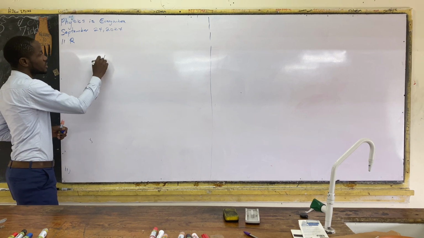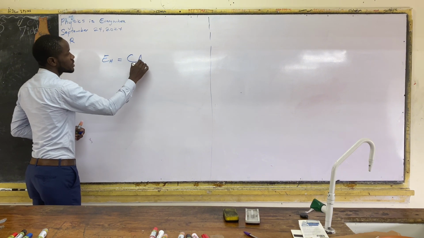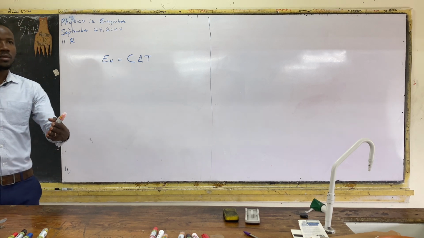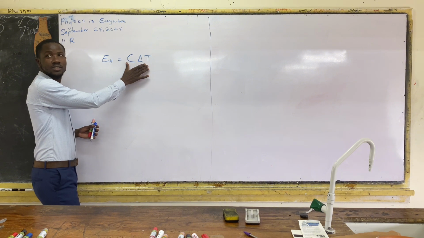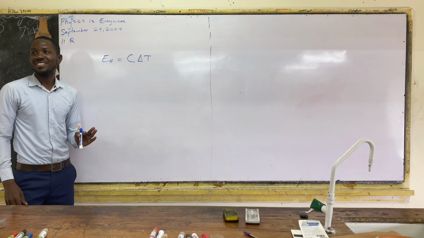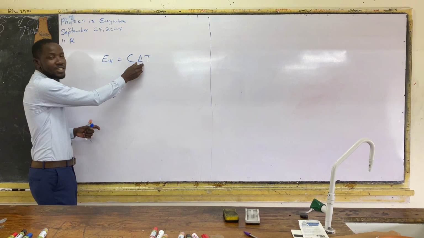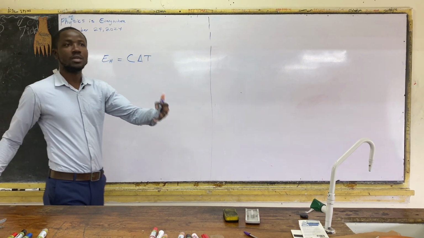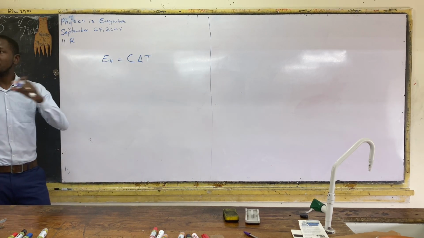So if we say the heat energy EH is equal to big C times the change in temperature, then if you look at it from the correct angle, it will look like cat. If you imagine the triangle is like an A, it's cat. So we can remember it by just cat: the heat energy is equal to cat, where C is the heat capacity.